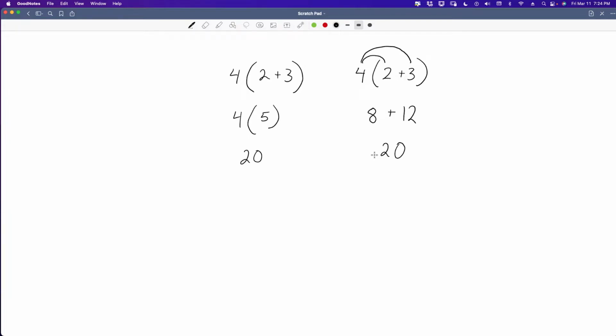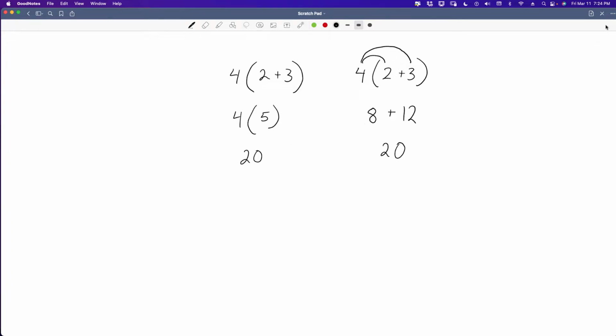So that proves that I can either perform the operations inside and then multiply to get the same answer, or I can multiply first and then perform the operation and get the same answer. So that works. So let's try that and see if it works for everything.